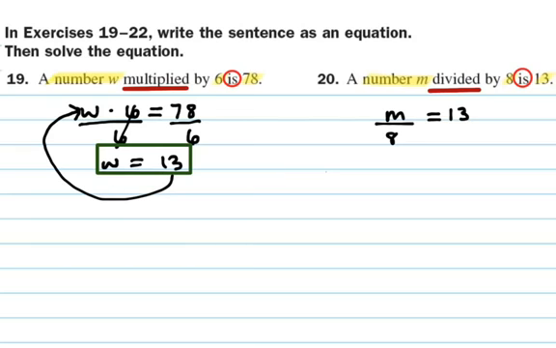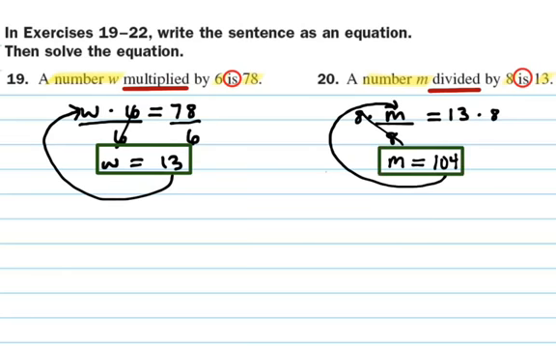Well, if we divide by 8, we're going to times by 8 on both sides. So the opposite of timesing by 8 is dividing by 8, and the opposite of dividing by 8 is timesing by 8. And so, once we've done that, the 8's cancel out on the left side, leaving us just with m equals. And 8 times 13 is 104. We put that back in for m, and we see that that is a correct solution.